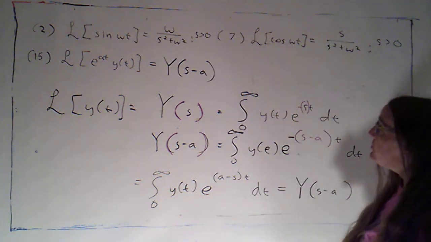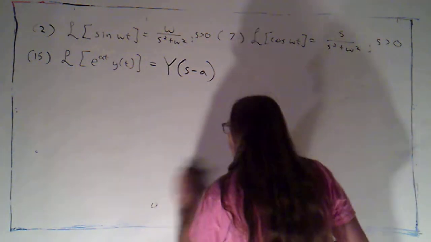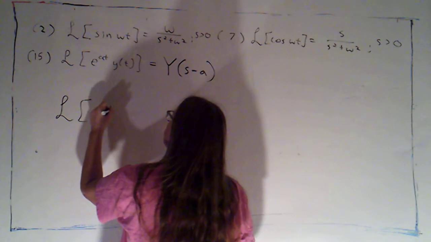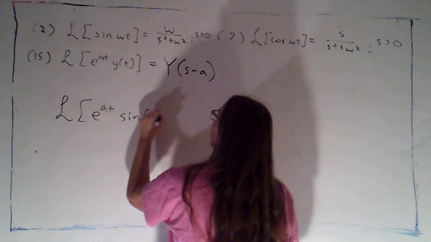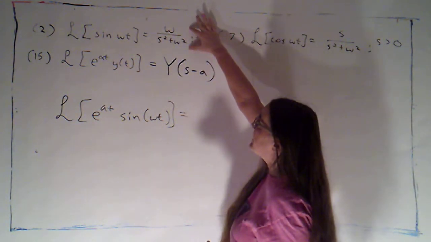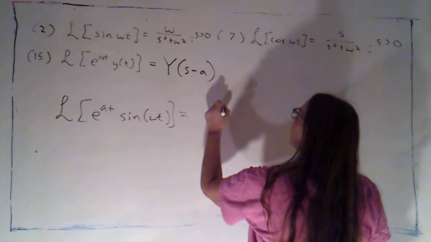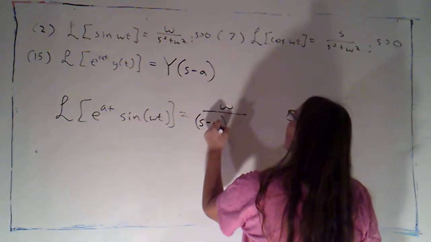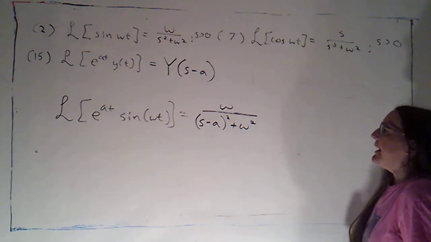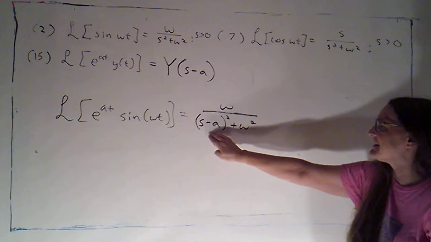So let's now use this to, in particular, see what we will get if we multiply e to the at by sine of omega t. Okay. So what I'm supposed to get is this formula, except I'm going to replace the s with s minus a. So I'm going to get omega over s minus a squared plus omega squared. Now, one thing I notice here is that if s is equal to a, I'm going to run into some problems because this is not going to be defined.